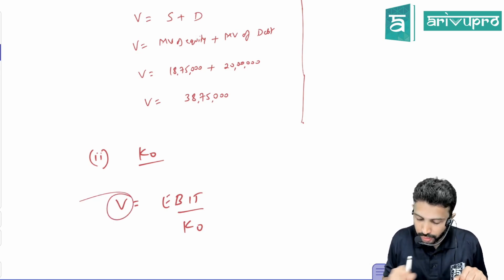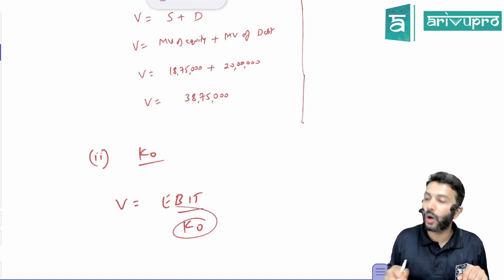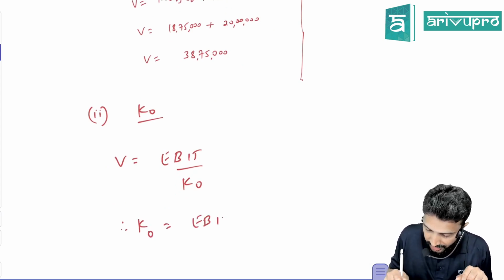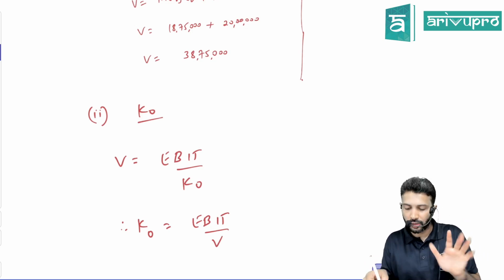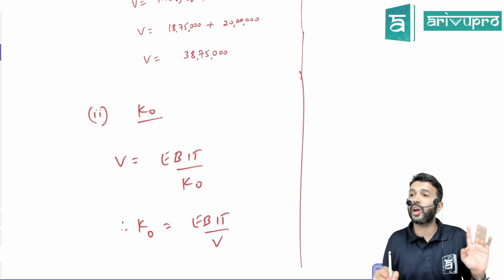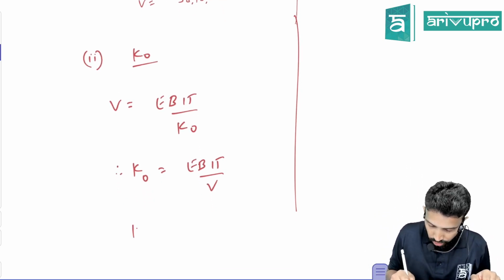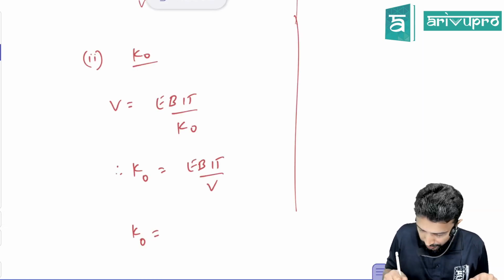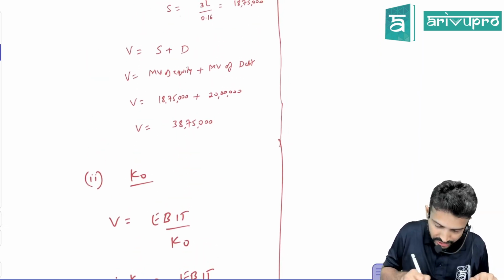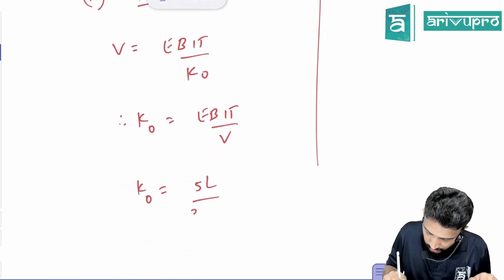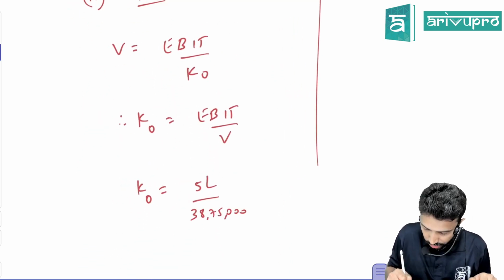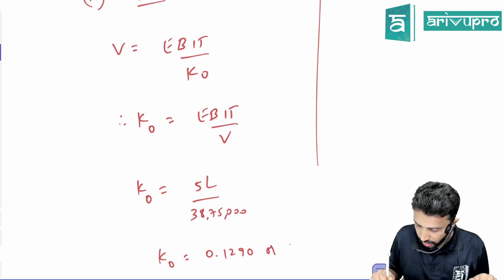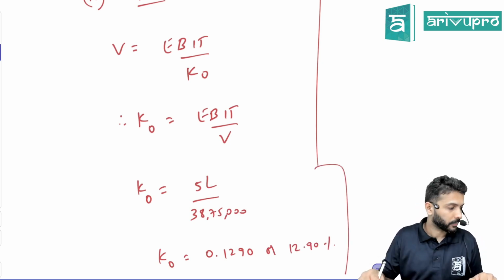If you know value of the firm and you know EBIT, can you find out KO? Therefore, you can revise this formula as KO is equal to EBIT divided by V. We can cross multiply or rephrase this equation to get the KO. So how much is EBIT? EBIT is given in the question to be 5 lakh. Value of the firm, we just now got it to be 38,75,000. So KO is equal to 0.1290 or 12.90%. That's all.